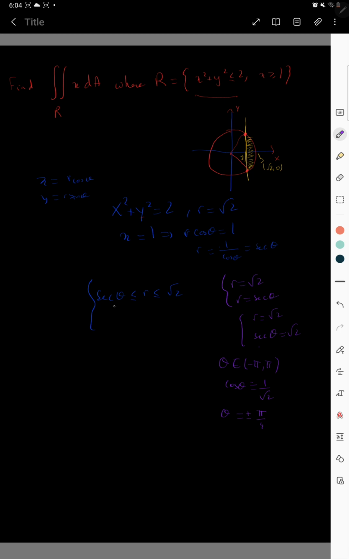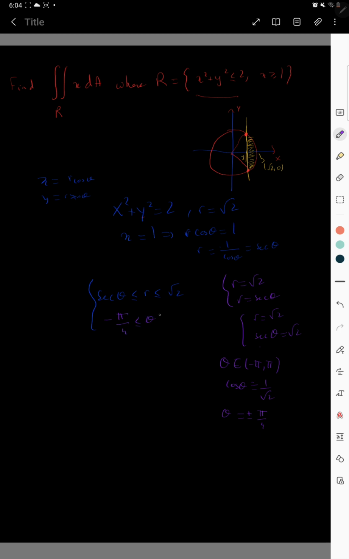So really here, I'm looking at the sector where theta goes from minus pi over 4 to pi over 4, and r goes from secant theta to square root of 2. So I can perhaps describe my region R in this way in polar coordinates. Remember, the constants are always outside and the functions of theta are always inside. My x is r cos theta. Now my dA, which is equal to dx dy, will be equal to r dr d theta.